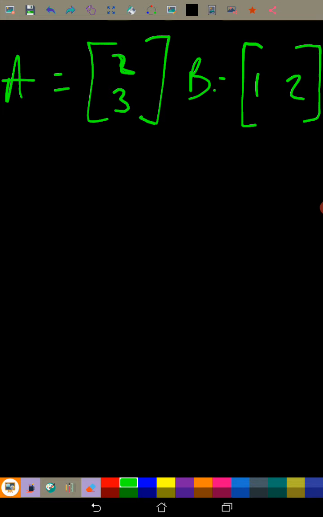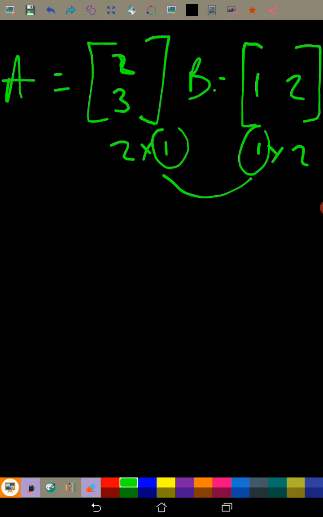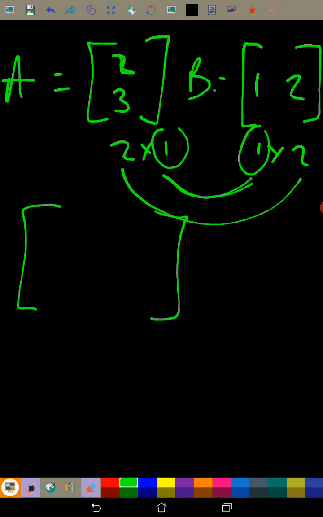So, alright, we have two matrices here. This one is 2, 1. This one is 1, 2. Can we multiply them? Yes, because the column number and the row number are the same. So if you multiply them, you will get a square matrix, and it's going to be 2, 2: 2 rows, 2 columns.